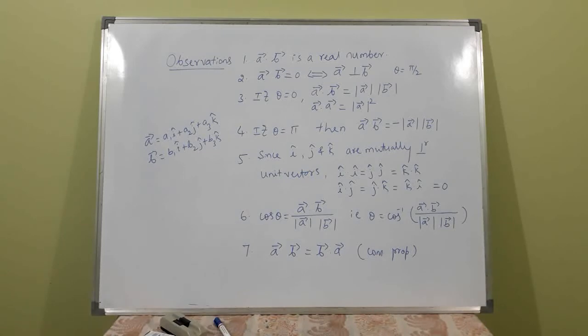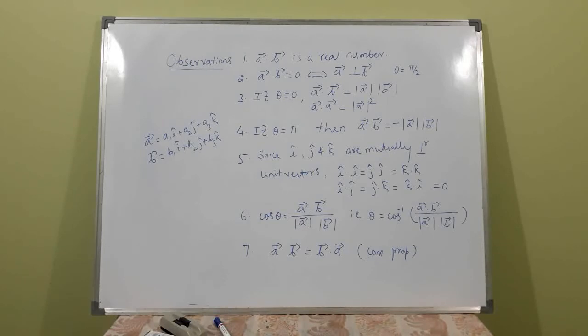So, A dot B is 0 if and only if vector A is perpendicular to vector B. If theta is 0, then A dot B is modulus of A into modulus of B into cos 0, which is 1. So, A dot B is A into B. That implies A dot A is equal to modulus of A square or simply A square. If theta is pi, means they are in opposite directions, A dot B is equal to minus of A into B.